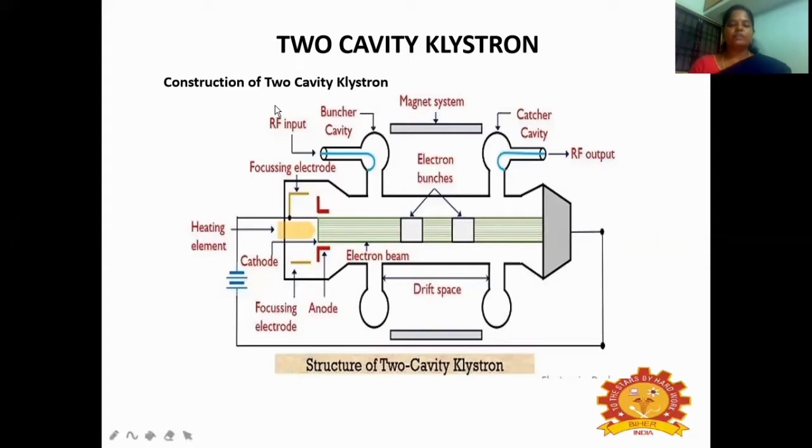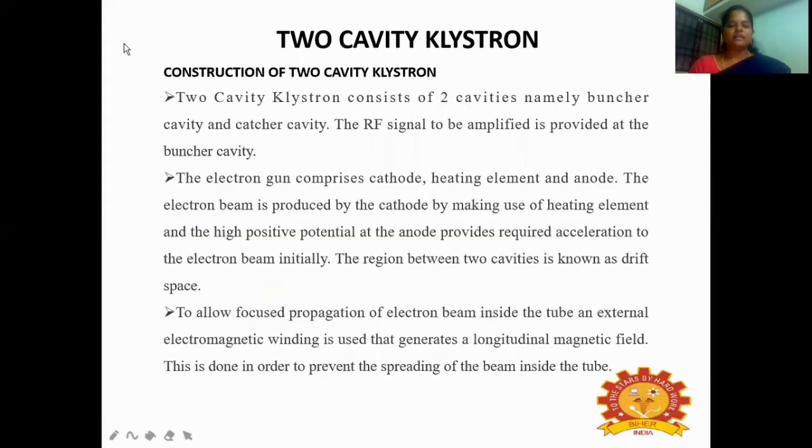So the RF input, which is to be amplified, will be applied to the buncher cavity, and the amplified version of the RF input signal will be taken as output from the catcher cavity. So this is the structure of the two cavity klystron. As I said, this two cavity klystron consists of two cavities, the buncher and the catcher cavity. The RF signal to be amplified is provided at the buncher cavity.